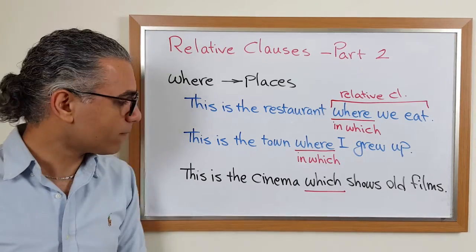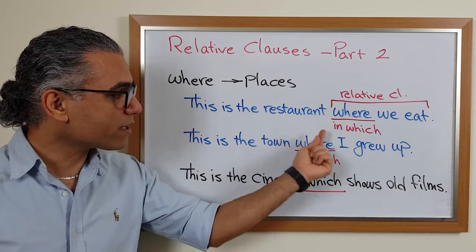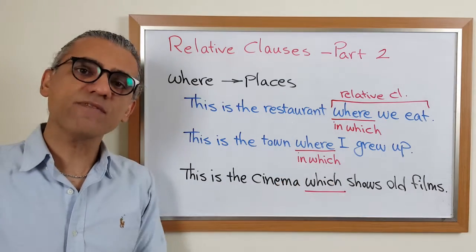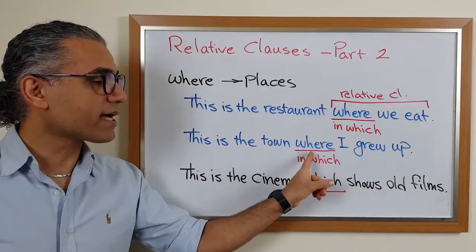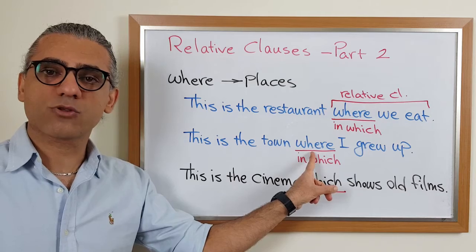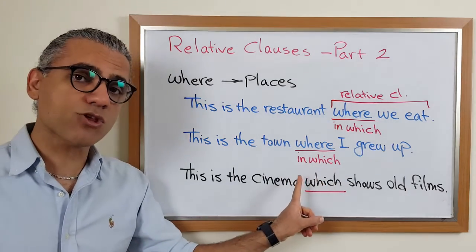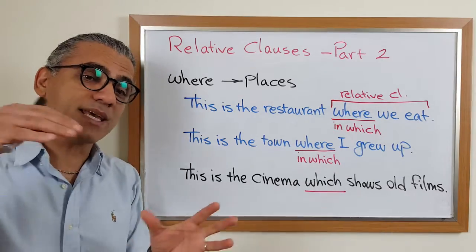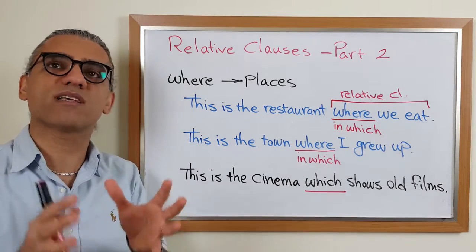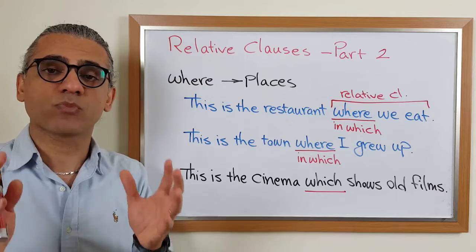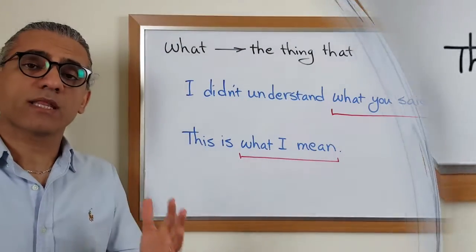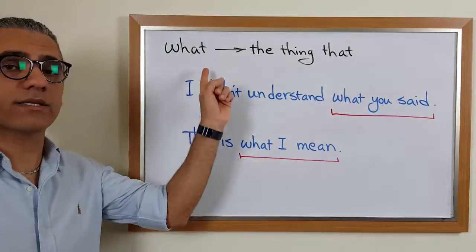It's very simple. You just use in which. If it makes sense, your best choice for your relative pronoun is where. If you cannot use in which, it means nothing is happening inside this building. We are talking about this place as a thing, not as a place. Okay.